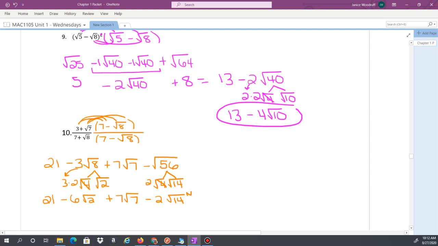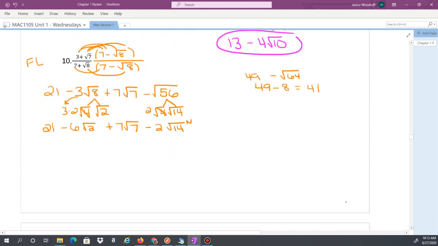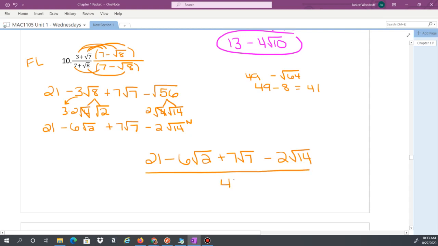Since they are the same thing, except the middle sign is opposite, I can just do first and last. So I'm going to go 7 times 7 would give me a 49. Then radical 8 times negative radical 8 gives me negative square root of 64, which is just 8. So 49 minus 8 gives me 41. So that's my denominator. So my answer to this problem is going to be 21 minus 6 radical 2 plus 7 radical 7 minus 2 radical 14 all over 41.